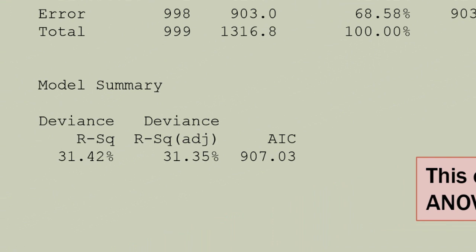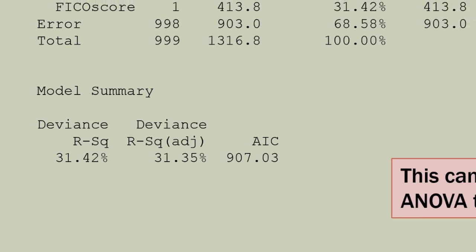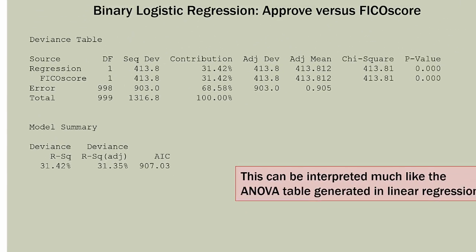Now in the model summary section, again, we can read that much the same way. We have our R-squared and adjusted R-squared. In this case, it's 31.42 and 31.35 respectively. So in this case, about 31.4% of the deviance in the dependent variable, which is whether or not they were approved or not approved, can be explained by their credit score. Now the AIC we will not worry about in this video.